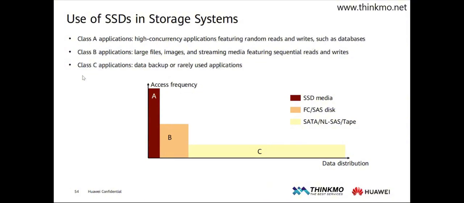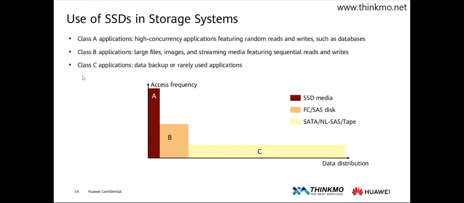An official description would be that A-level applications, like our database applications, are primarily focused on high concurrency random read and write operations. B-level applications, on the other hand, involve sequential read and write operations for large capacity files, images, and streaming media. C-level applications are primarily for backup, which is cold data. This is the cold data we mentioned earlier.